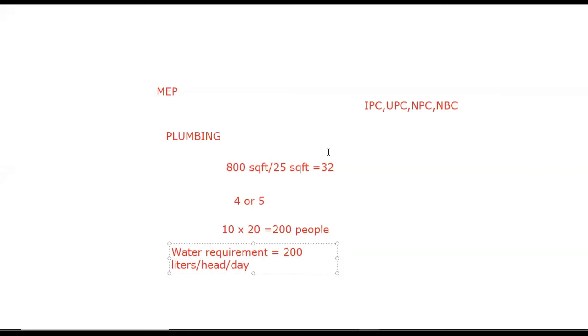Always, we have to consider the maximum. That is the reason I told you, the number of occupants we can get from the plan. Once we get the number of occupants, we have minimum information from our UPC or NPC that we have to use 200 liters per head per day. For example, for this particular G plus 10 building, our number of people will be 200.